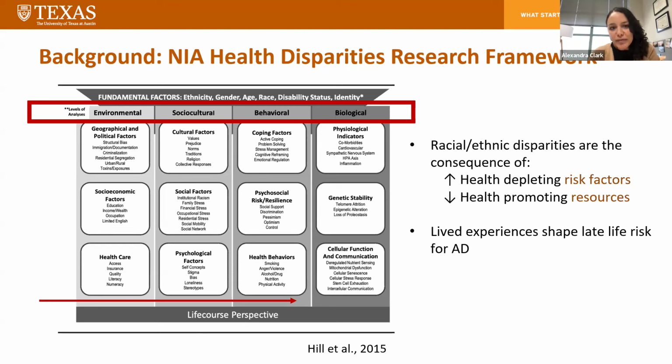Okay. And it's important for us to think about, not only do we need to study these individual risk factors and resources listed in this framework here, but understand that people are exposed to an array of these across the life course. And we need to do a better job of taking into account and characterizing that exposure, especially if we want to understand these late life disparities in AD. Next slide, please.